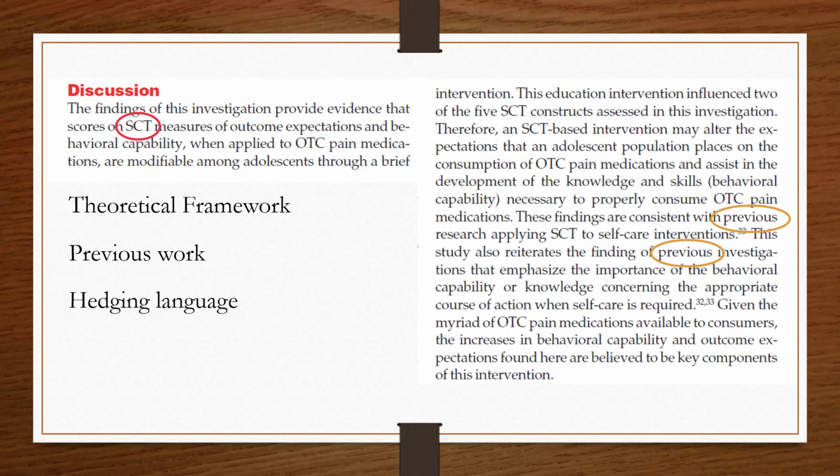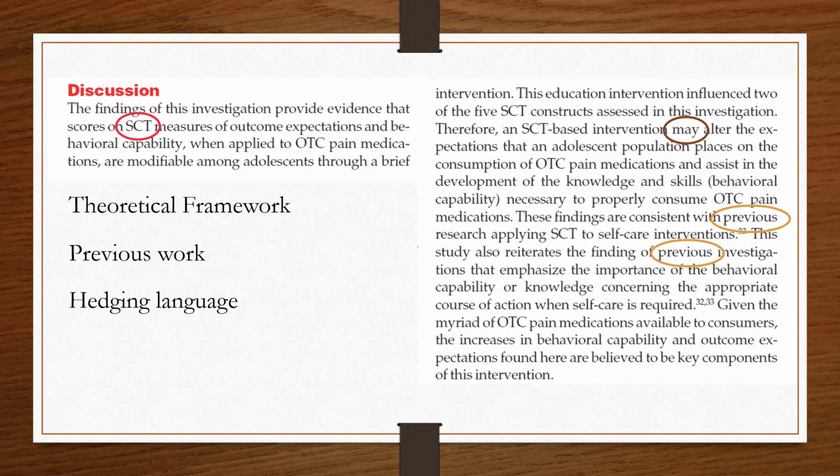Also, an interesting feature of the discussion section is hedging language. Hedging language is where we make a modification to how strong our claim is. So for example, right here it says an SET-based intervention may alter the expectations that an adolescent population places on the consumption of over-the-counter medication, pain medications. We're making a claim here that it's true or it may be true. So it seems to be true. So we're not making a very strong claim.